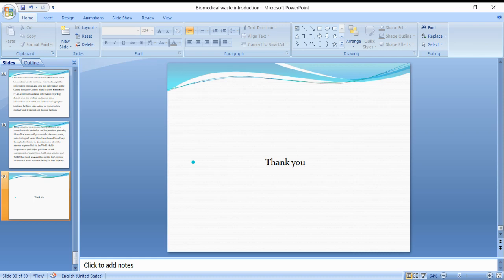So today we have discussed the introduction to biomedical waste and the definition of biomedical waste, and we have seen the impact of biomedical waste and also some of the rules followed and legislative laws on biomedical waste. So these are the topics we have studied.